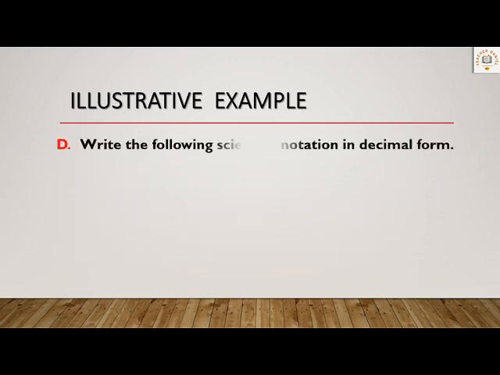For letter D, write the following scientific notation in decimal form. As you can see, the given scientific notation has an exponent of negative 2. So negative na yung exponent natin dito sa ating scientific notation. So meaning, ang sagot natin dapat decimal. So first, sulat natin yung 2. So ina-expect natin ang sagot natin dito decimal dahil ang ating exponent ay negative.